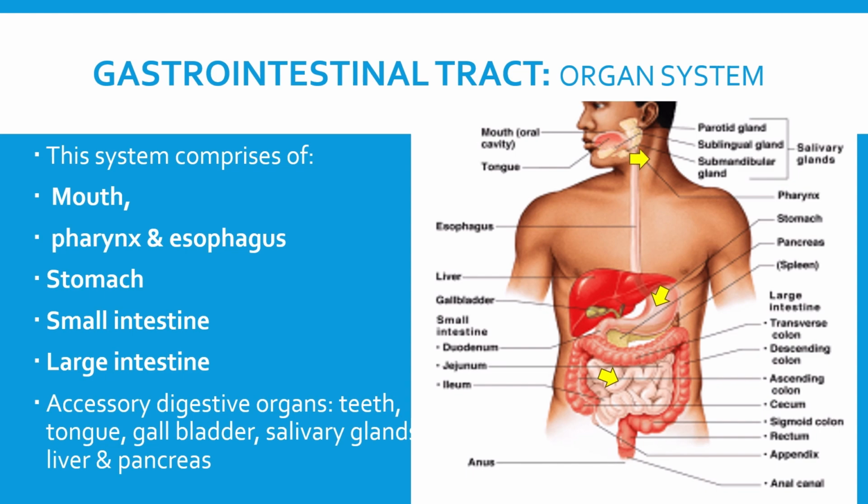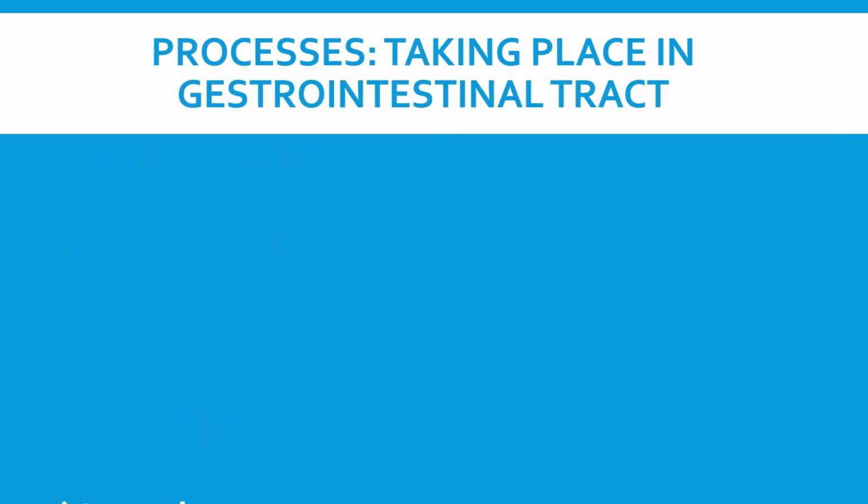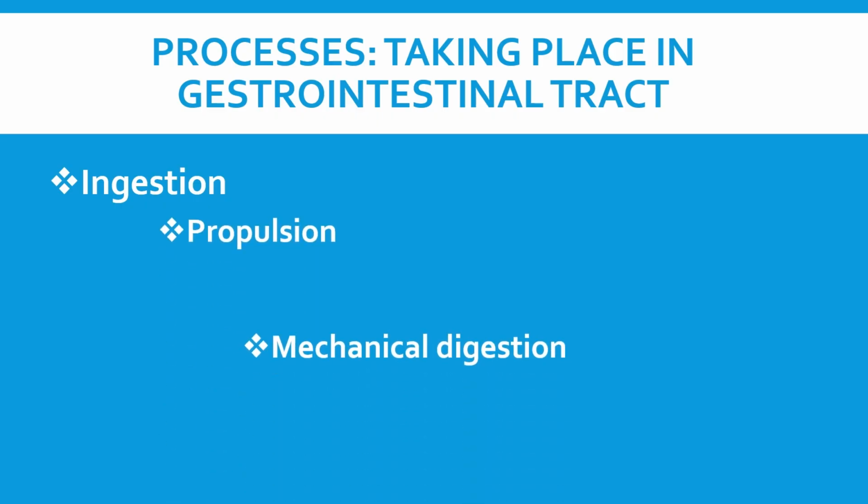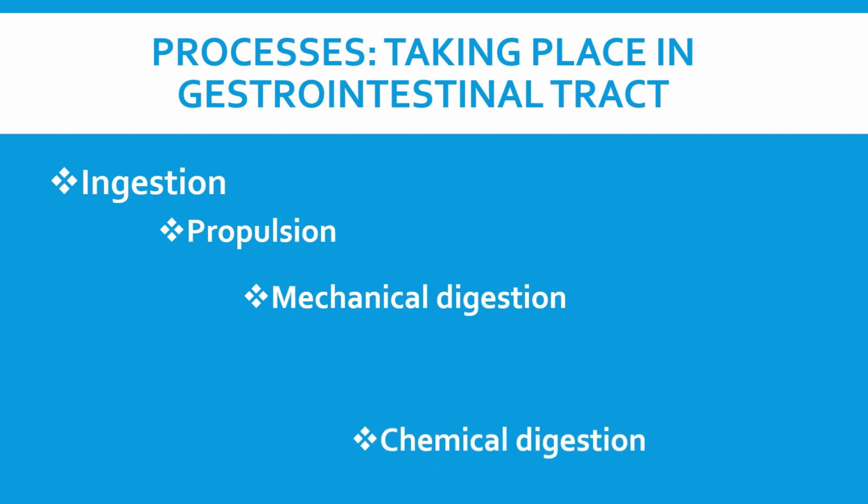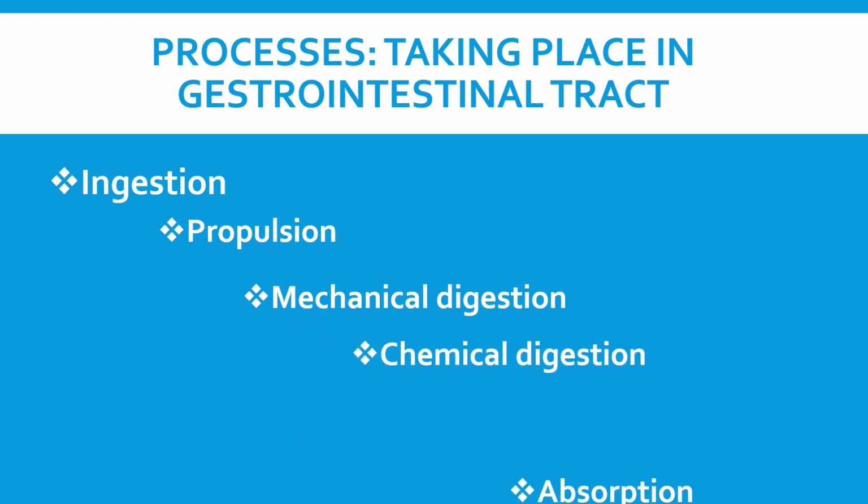This system comprises the mouth, pharynx and esophagus, stomach, small intestine, and large intestine. Accessory organs of the digestive system include teeth, tongue, gallbladder, salivary glands, liver and pancreas. All these organs support the process of digestion of food in different ways. The process taking place in the digestive system consists of the following steps: ingestion, propulsion, mechanical digestion, chemical digestion, absorption and defecation.